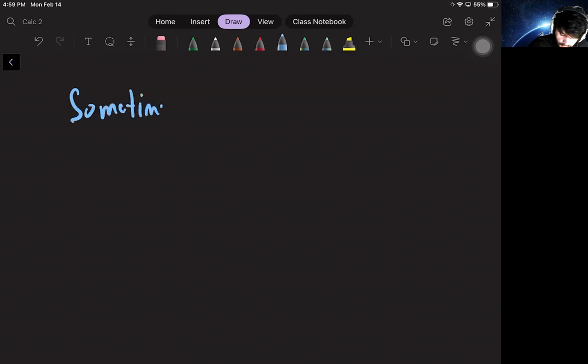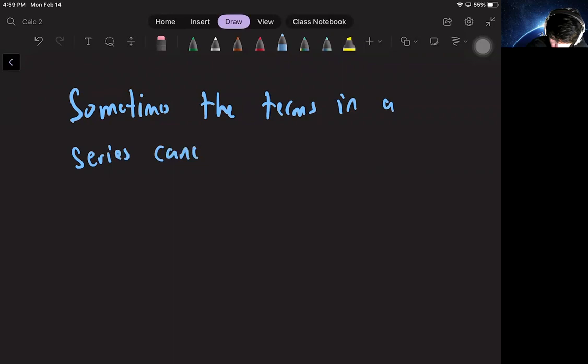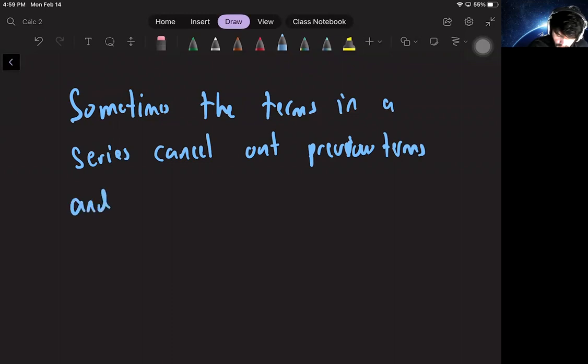So sometimes the terms in a series cancel out previous terms or future terms. And remember, we need to know what the partial sums look like, and this will let us do it. This lets us write a nice formula for S_k.